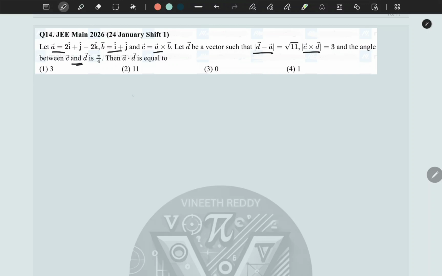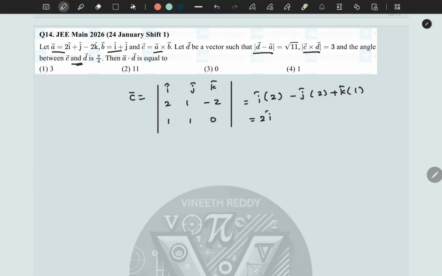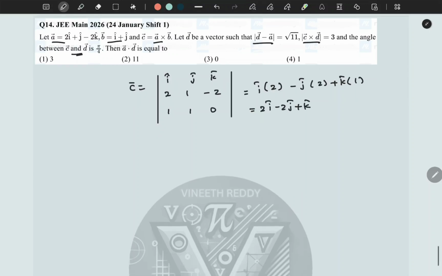Okay, I think we have to first find the C vector. So C vector will be A cross B. That will be I, J, K, then 2, 1, minus 2, and B is 1, 1, 0. So what will we get? I think we get 2 minus J should be plus 2. Again, 2 minus 1 is 1. So ultimately we get 2 I cap minus 2 J cap plus K cap. So this is vector C.